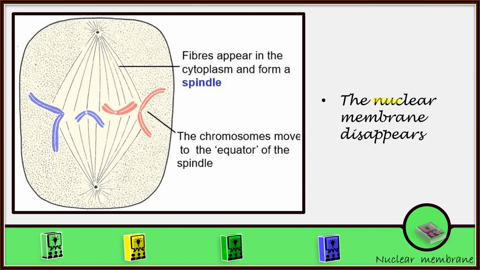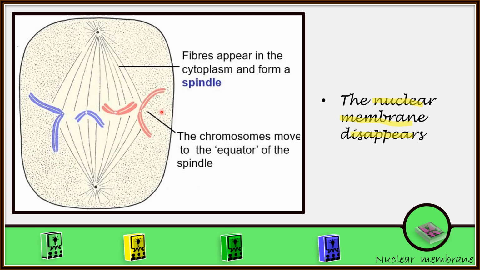The nuclear membrane will disappear. That is the first part which is going to happen. The nuclear membrane, which was surrounding the chromosomes, disappeared.